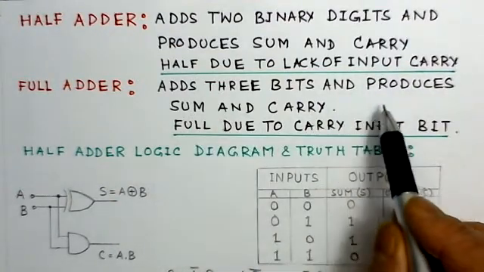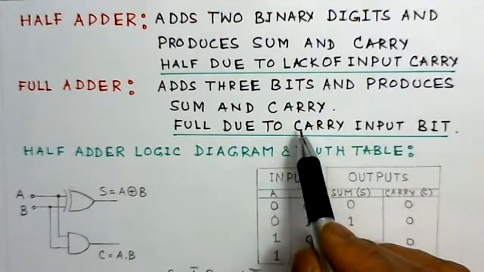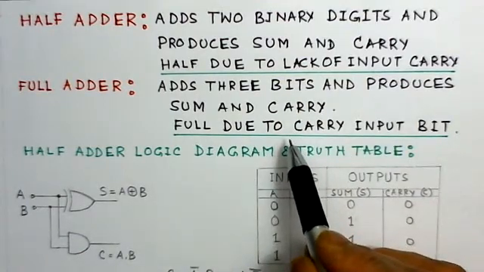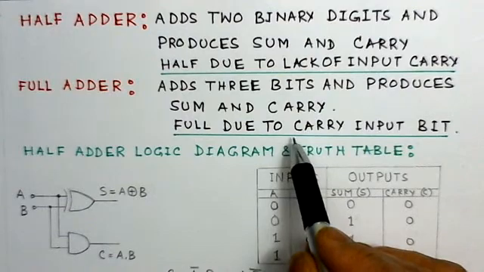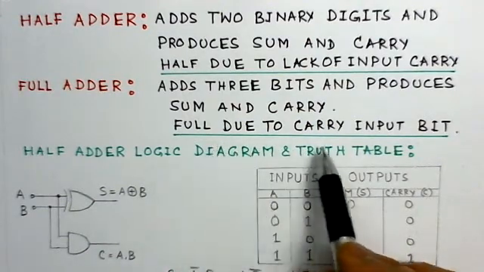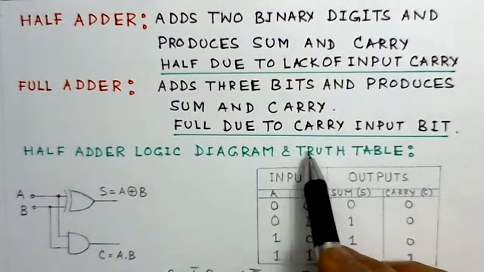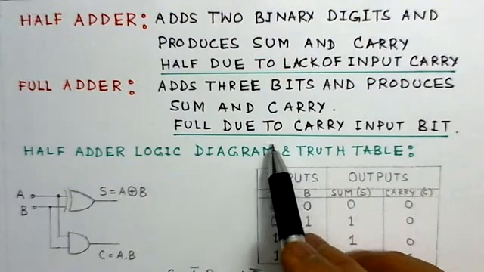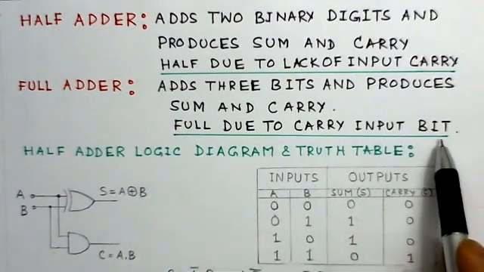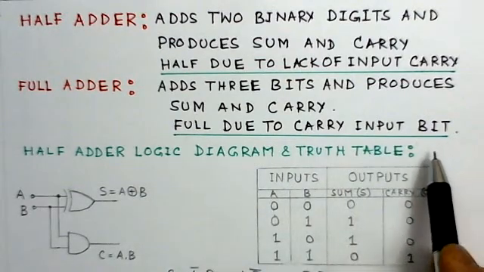Full adder adds 3 bits and produces sum and carry. It produces sum and carry, but it adds 3 bits. That means carry bit is also added in this, so that's why it's said to be a full adder, because the carry bit is also added here.